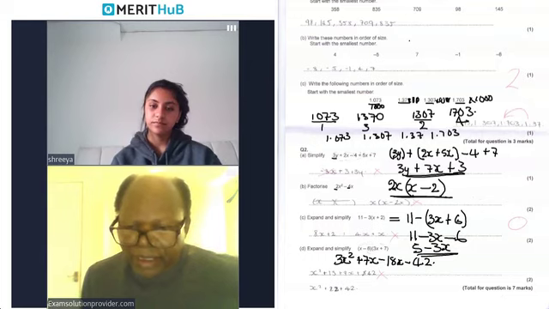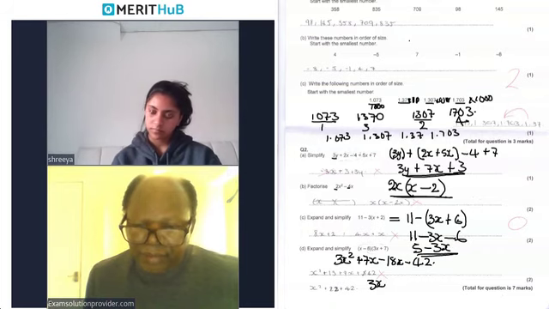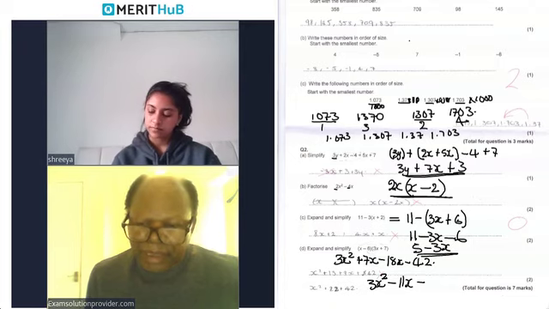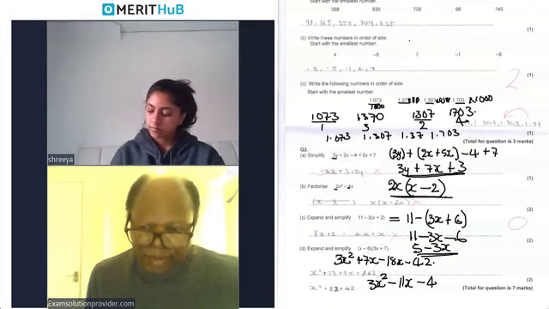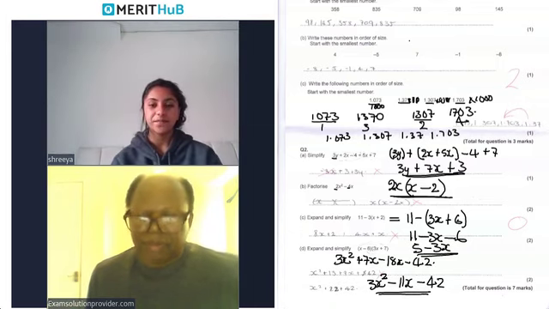All right. So we have 3x squared. So we can subtract this 7x, take away 18x. So it's going to be 3x squared, and this is minus 11x minus 42. Okay. That's all. Easy, isn't it?